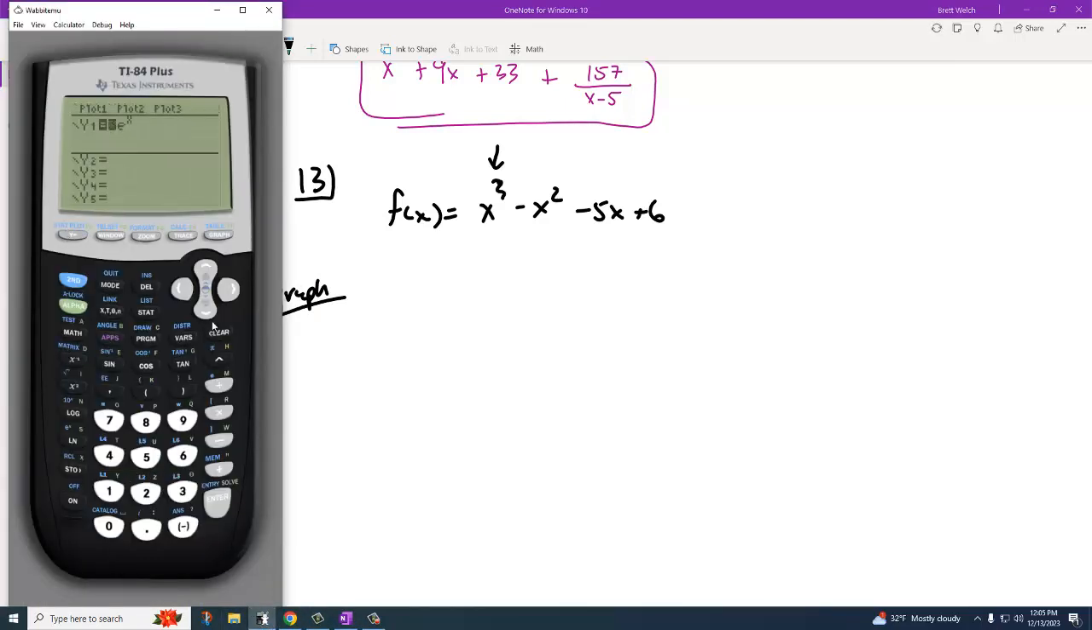So we go y equals, clear out what's there, x to the third minus x squared minus 5x plus 6. If I graph it, it clearly crosses 3 times, but I can't quite tell what they are. That looks like it's in between 2 numbers, so I'm going to come look somewhere around 1. Let's look at the table for some confirmation.